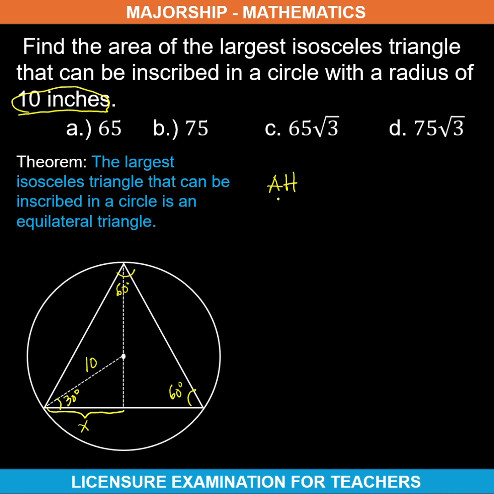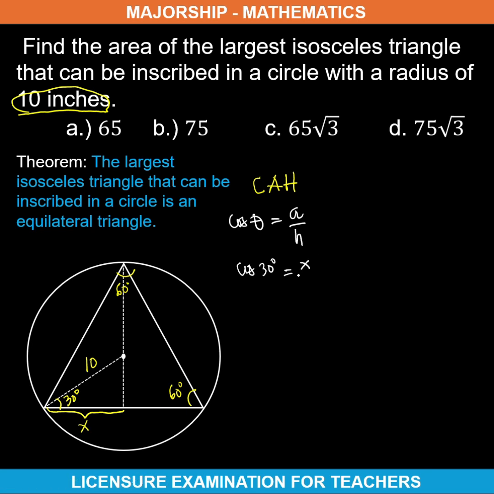So since we have an adjacent side and the hypotenuse, this implies na gagamit tayo ng cosine para ma-solve yung x. So let us solve for the value of x using the cosine function. Cosine theta is equal to adjacent over hypotenuse. So substitute natin yung angle. So we have cosine, yung theta natin is 30 degrees, equal to the adjacent side. Yung adjacent side natin is x.